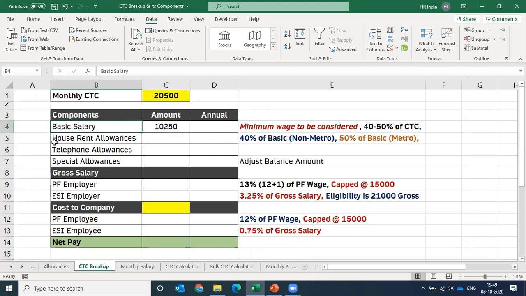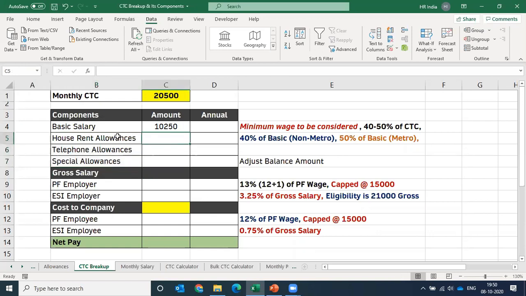At the time of fixation of basic salary, these things are very important to consider: the minimum wage of the state, you need to consider the tax liability of the employee, and you need to consider the employer's cost as well, right? So this is the first step to calculate the basic salary of the employee. Once you are done with fixing the basic salary of the employee, the second step is to fix the allowances for the employee, right?